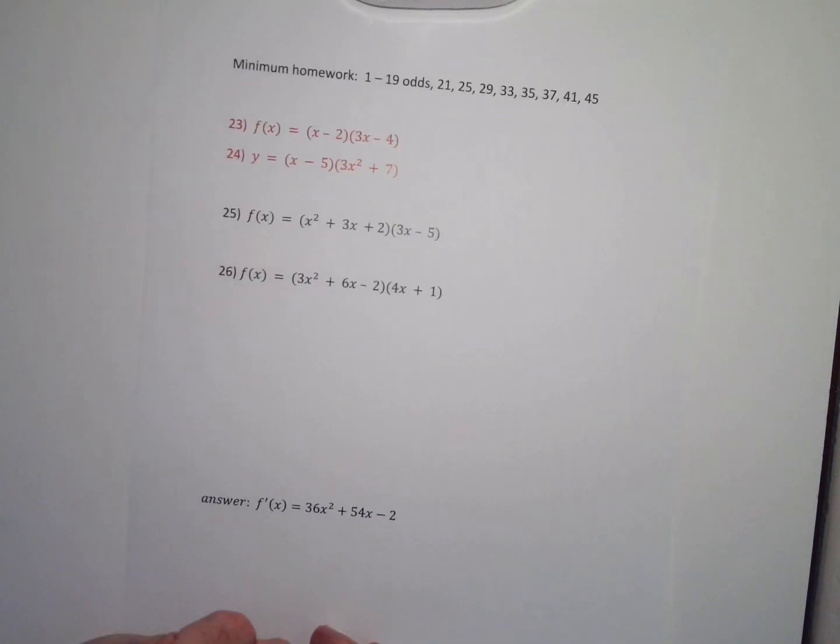I suggested skipping 23 and 24. This is just really a foiling problem, and 23 looks a little easier than 24 anyways. Let's move on to 26. I can't at this point do the derivative when there's multiplication. I need to get rid of the multiplication.